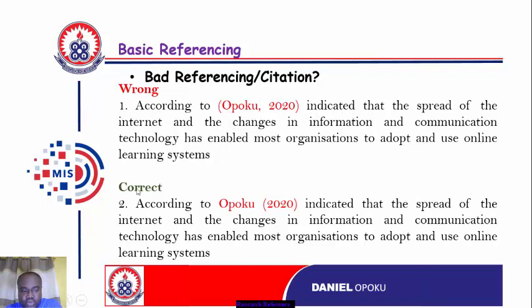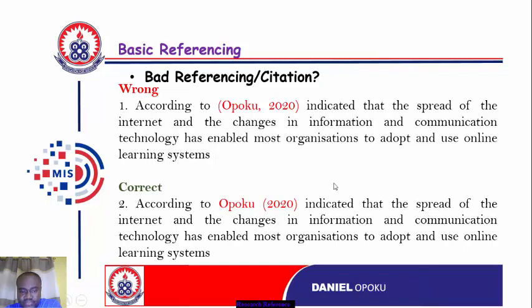Another way, this is the correct way to write it. So according to Opoku, then you bring your year in bracket, 2020, because now you are referring to Opoku outside. You are talking to Opoku outside. Then you are trying to make some references on what Opoku said. So according to Opoku, or Opoku indicated that, then you continue the statement. If the statement is wrong, try and correct it. According to Opoku, comma, he indicated that the spread of the need to continue that way.